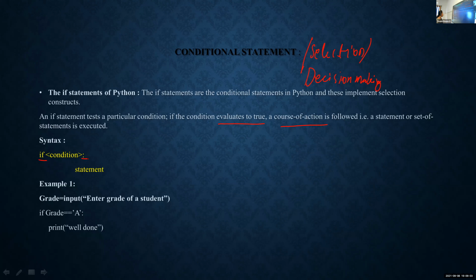So the syntax is: first write if, after some space give the condition, then after the condition end the if using a colon. Then write the statement under this if after some indentation. Indentation means tab space. If you write the statement here, that is wrong. After the if statement, you want to write the statement after some tab space.